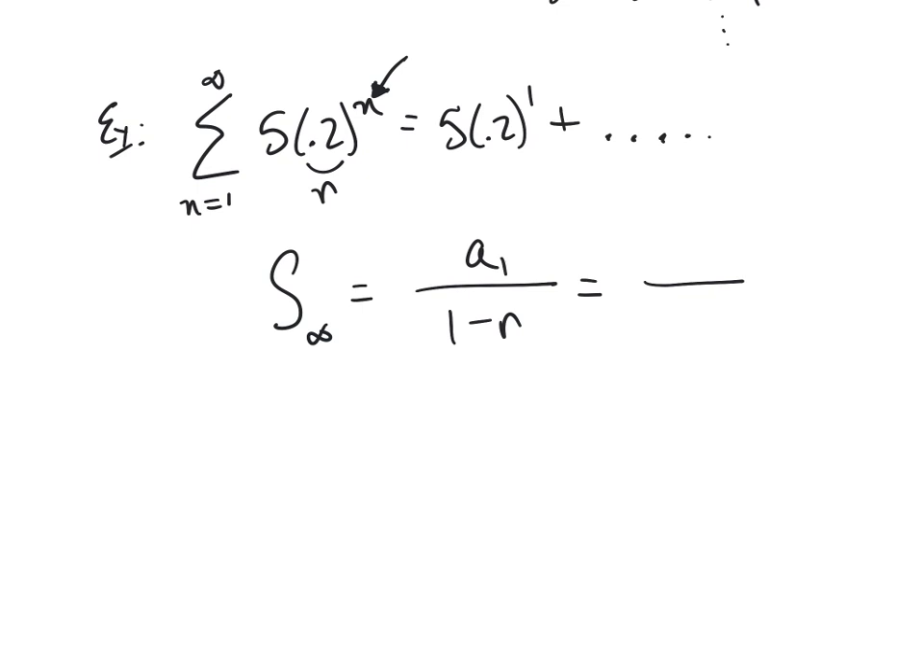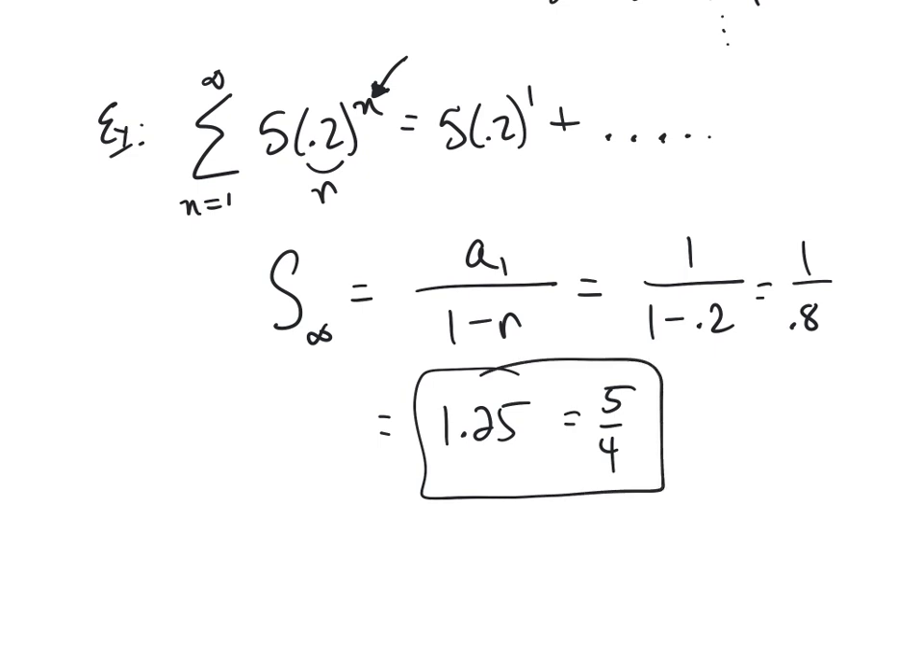All right, so 5 times 0.2 to the first power, 0.2 to the first power is 0.2, and 5 times 0.2 is 1. And then we have to divide by 1 minus the common ratio, which is 0.2. So 1 divided by 0.8 is going to be equal to 1.25. Or if you preferred the fractions, 5/4. So whichever form you'd prefer your answer in. That would be the infinite series. Okay?